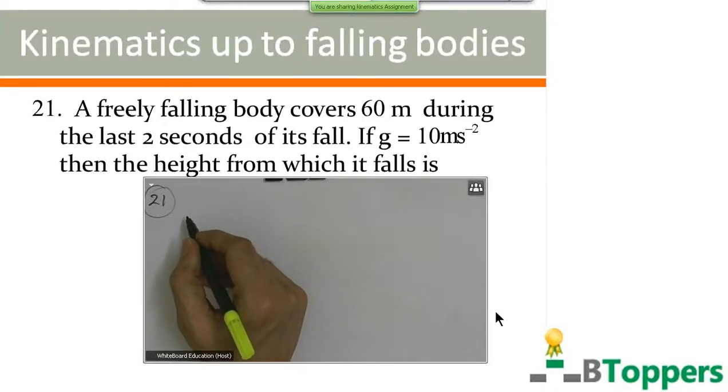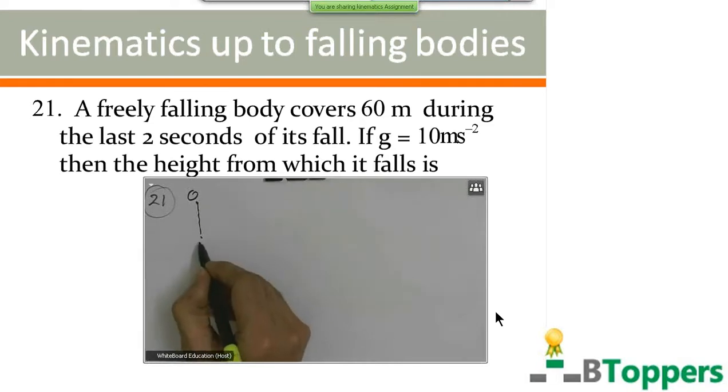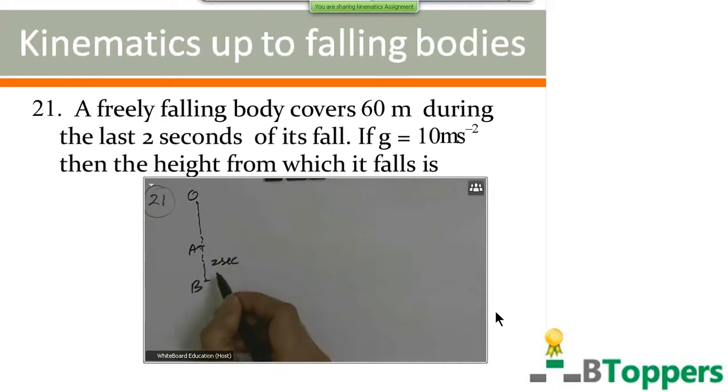See the next question, number 21. A freely falling body covers 60 meters during the last 2 seconds of its fall. G equal to 10 meters per second square. Then the height from which it falls is. Let us suppose the body starts falling freely under gravity, starting from the point O. And let us suppose the body falls from A to B in the last 2 seconds. That means it strikes the ground at B.